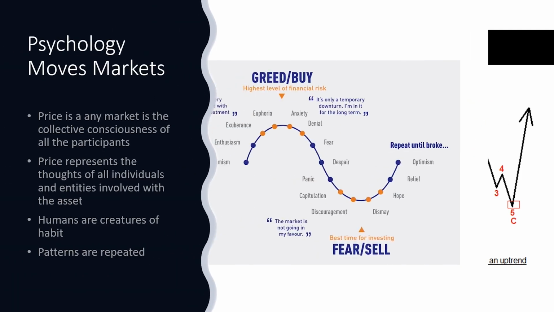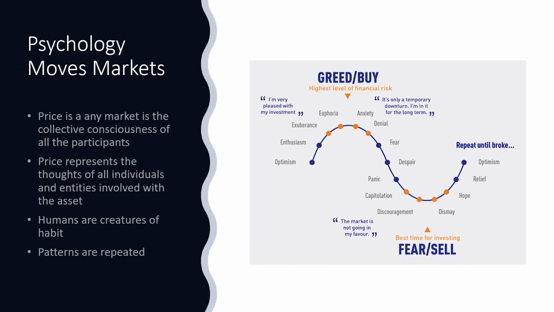So as I've touched on already, psychology is really the key that moves markets. When we look at any price, we are just interpreting the collective consciousness of all the participants. Price represents the thoughts of individuals and entities involved with an asset. And humans are creatures of habit, as I've said already. Patterns are repeated. We do the same things every day.